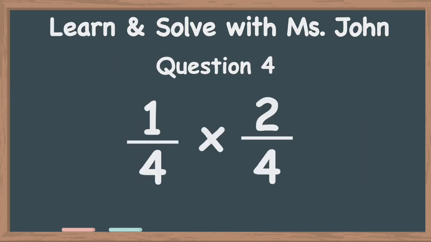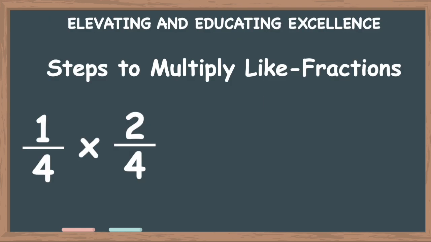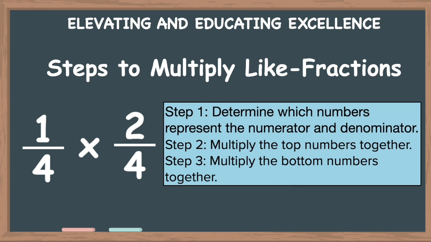Question number 4. 1/4 times 2/4. So let's first look at the steps to multiply like fractions. Step 1, determine which numbers represent the numerator and the denominator. Step 2, multiply the top numbers together. Step 3, multiply the bottom numbers together.